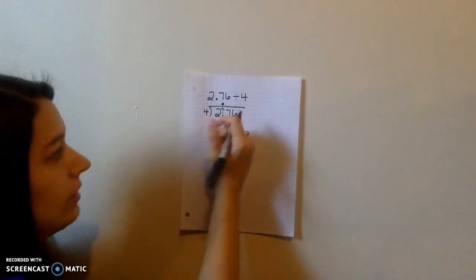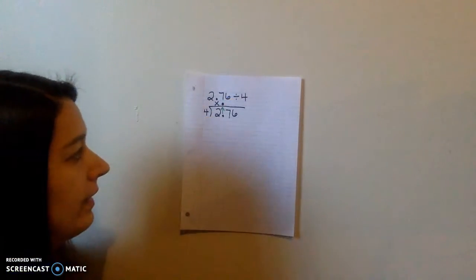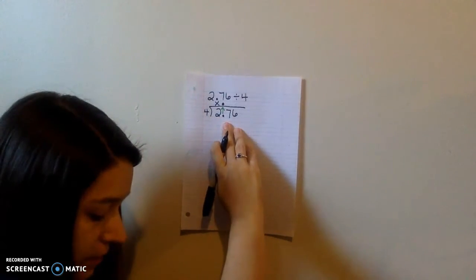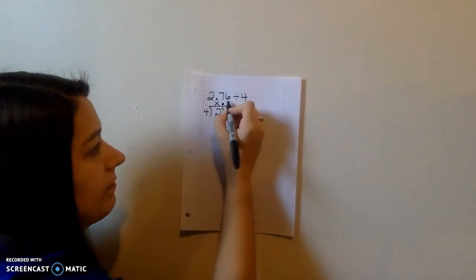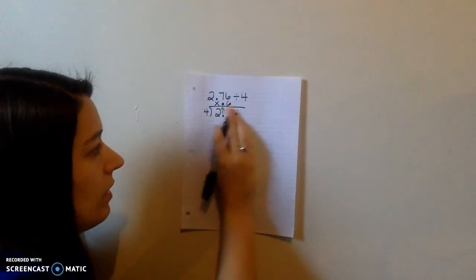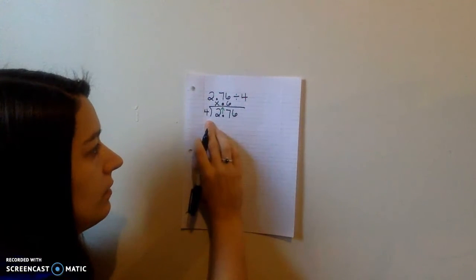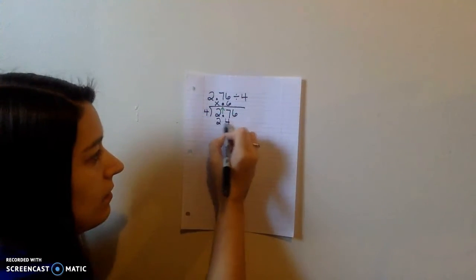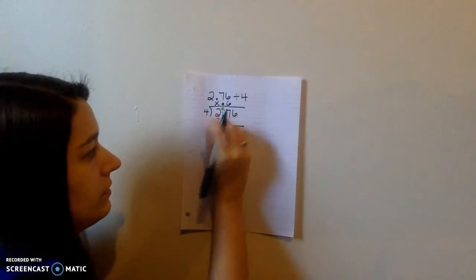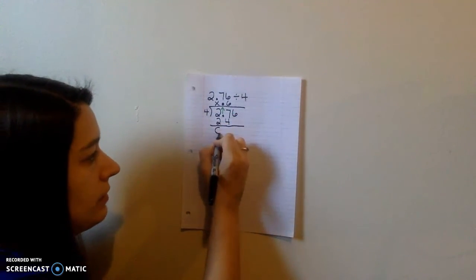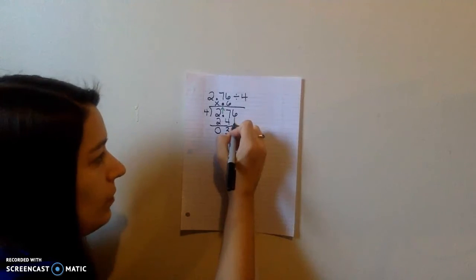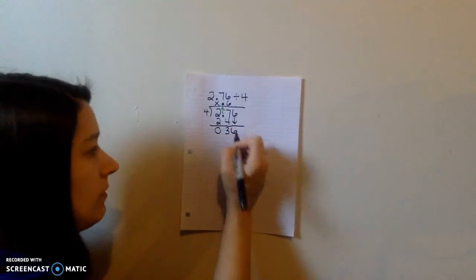4 cannot go into 2, so we put our X. 4 can go into 27 6 times, so 4 times 6 is 24. 2 minus 2 is 0. 7 minus 4 is 3. We bring down our 6.